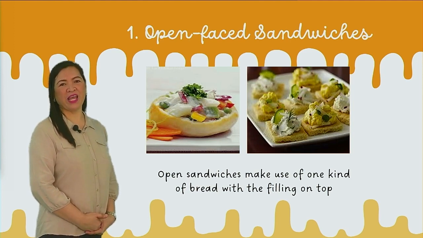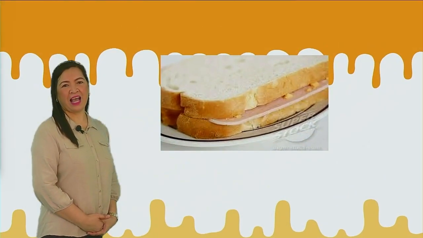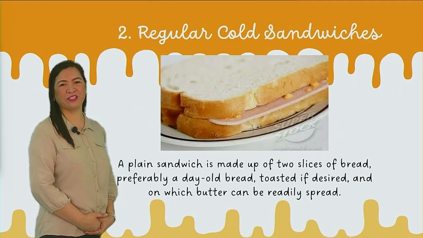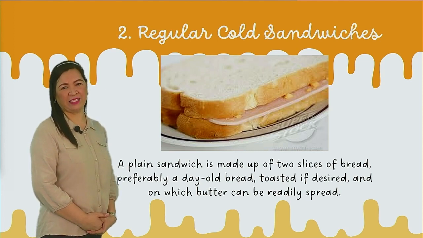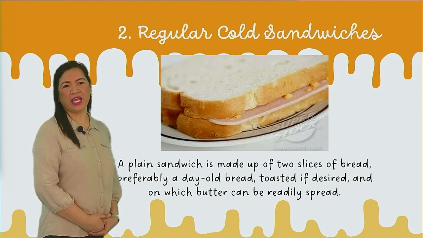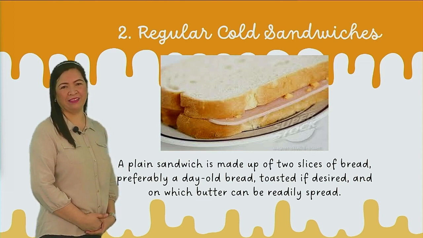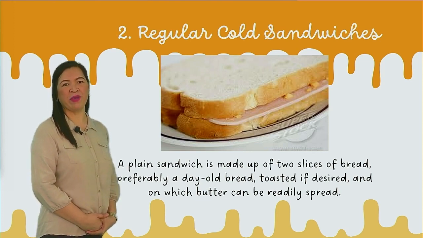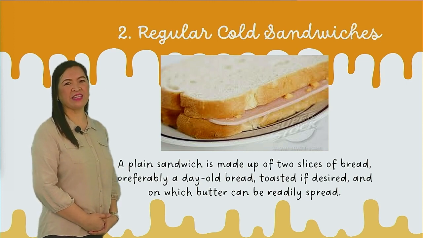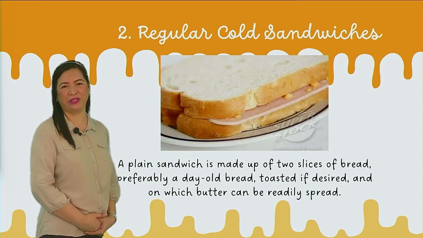Next is regular cold sandwiches. A plain sandwich is made up of two slices of bread, preferably day-old bread, toasted if desired, and on which butter can be readily spread. Its crust may or may not be removed, depending upon your preference. Butter, mayonnaise, or a prepared sandwich spread may be used as lining to prevent the bread from absorbing moisture from the filling. Moreover, it ensures that the bread and the filling will stick together.